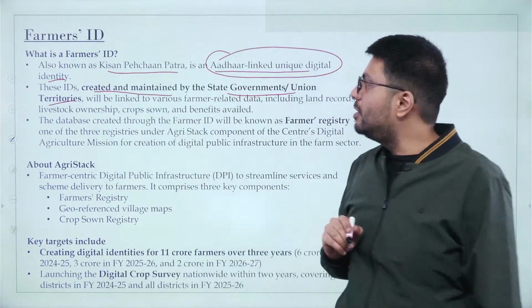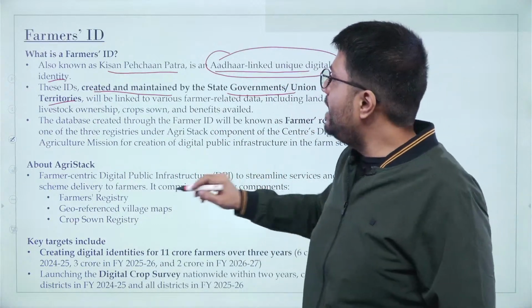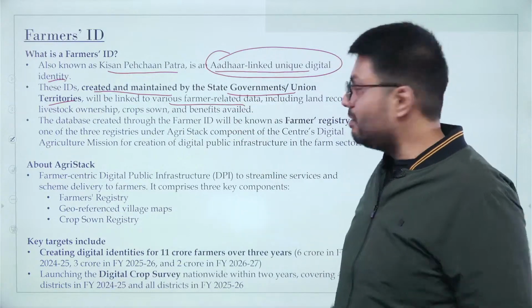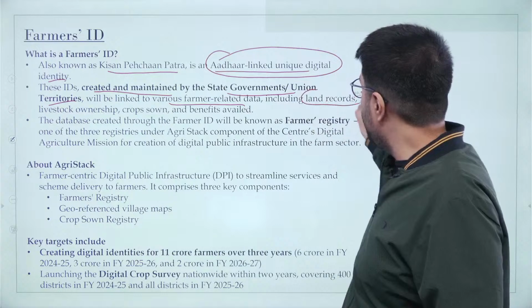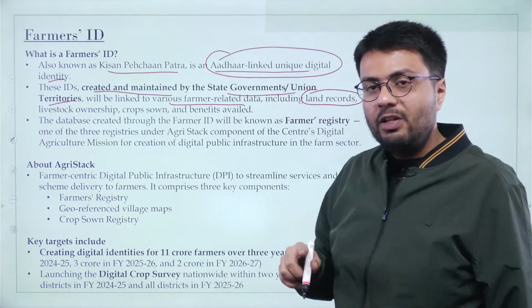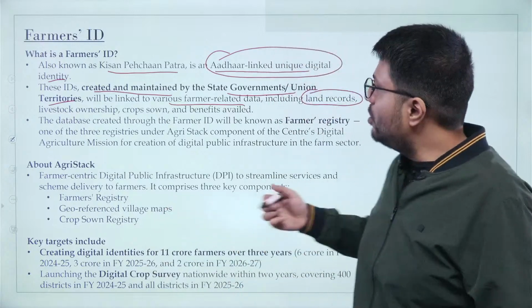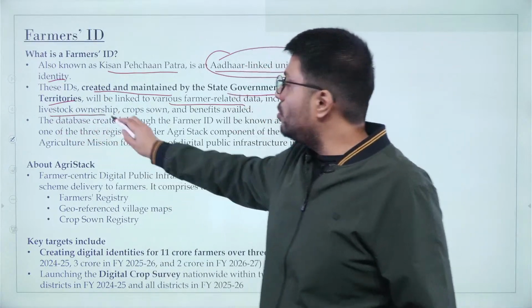Pay close attention to this. And this ID will be linked to various farmer related data. What are farmer related data? Like what kind of land the farmer is cultivating their crops in? Is it their own land or are they renting it from another source? Also, what is their livestock ownership?